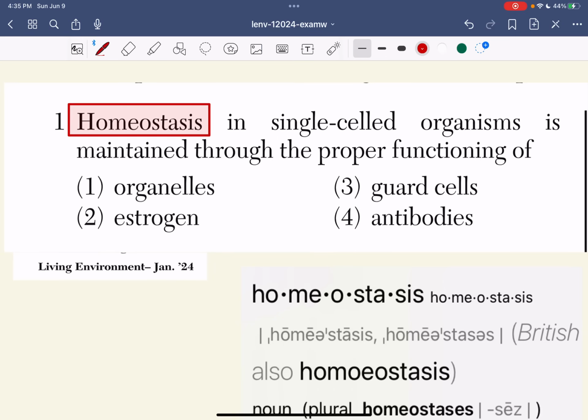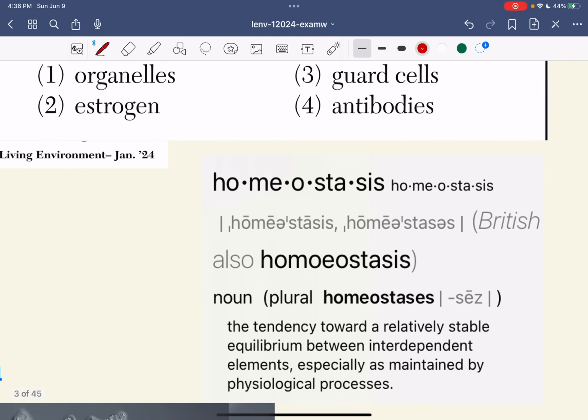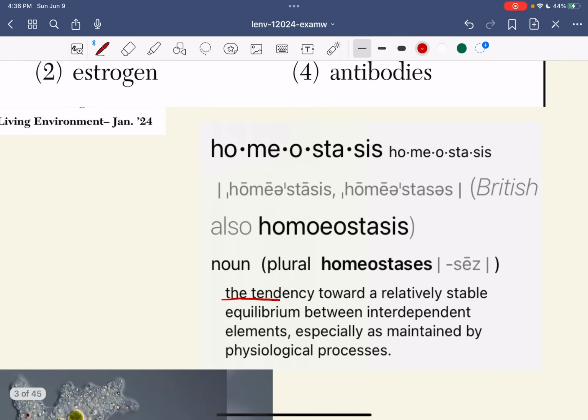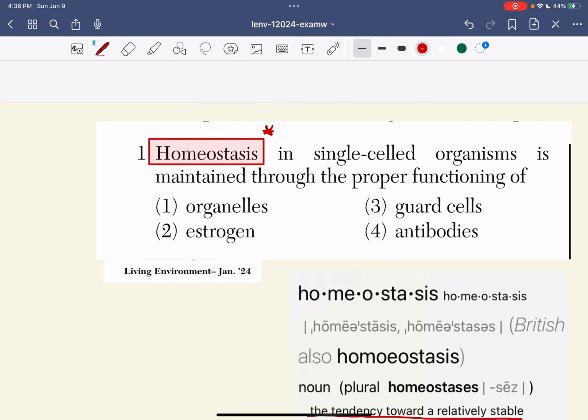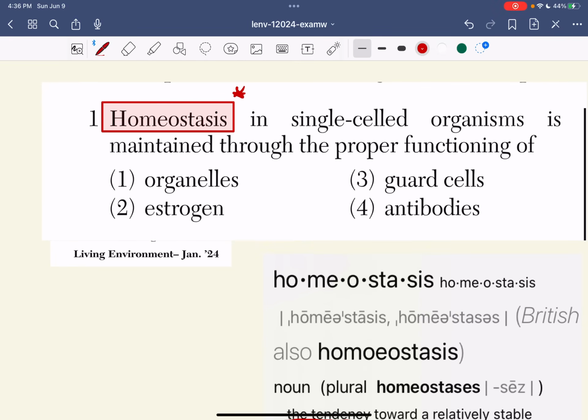So you already see a very important vocabulary word, which is homeostasis. Now, what is homeostasis before we even read the word? Homeostasis is the tendency toward a relatively stable equilibrium, a stable internal environment in biology terms. I'm sure you've heard the word homeostasis many, many times. So homeostasis is when living organisms are stable.